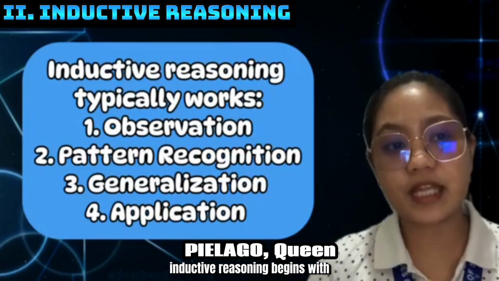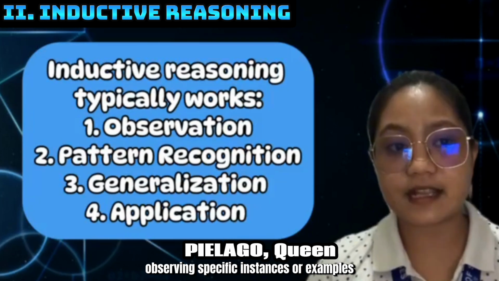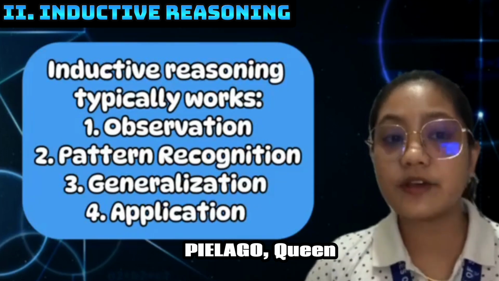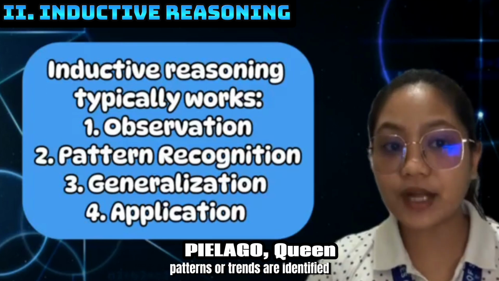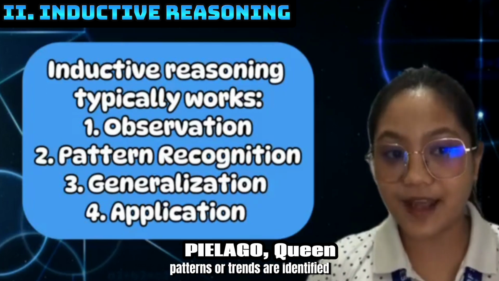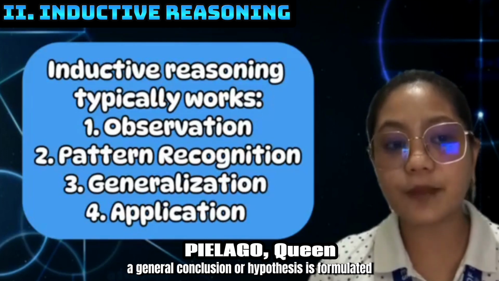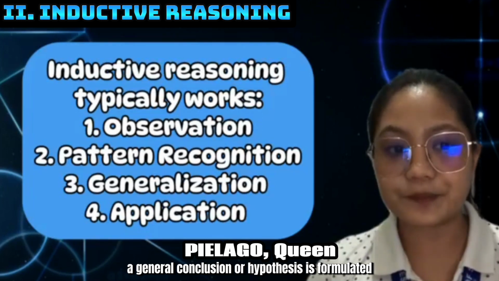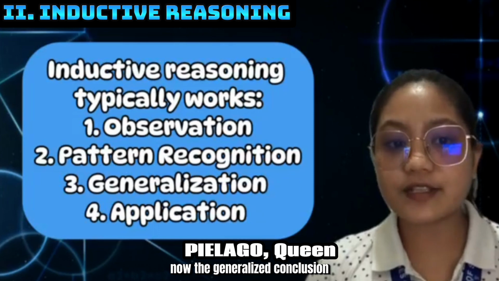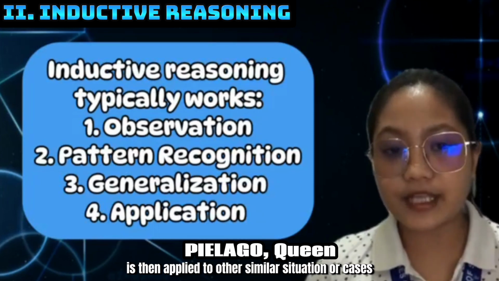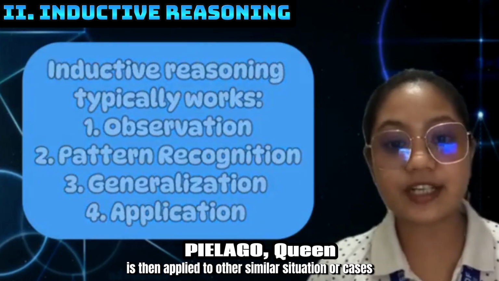Inductive reasoning begins with observing specific instances or examples. Through this observation, patterns or trends are identified. Based on these patterns, a general conclusion or hypothesis is formulated. Now, the generalized conclusion is then applied to other similar situations or cases.